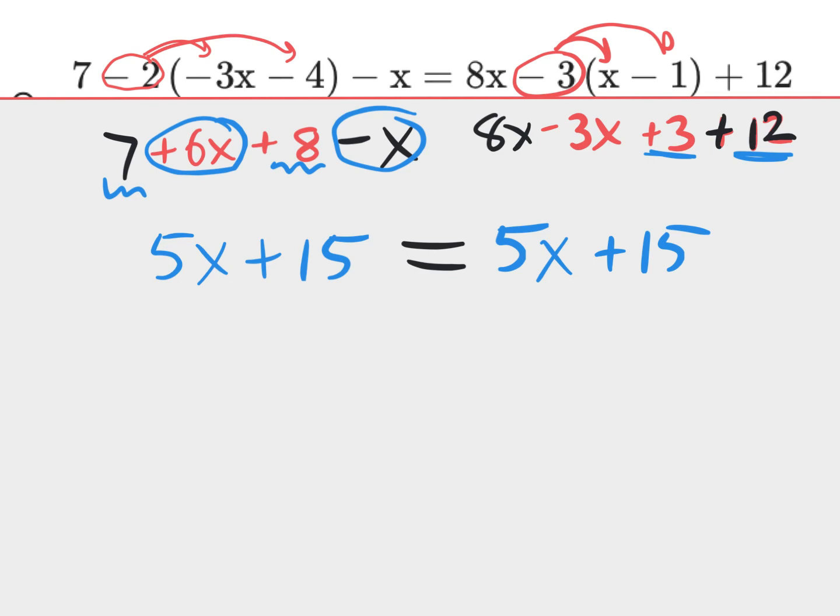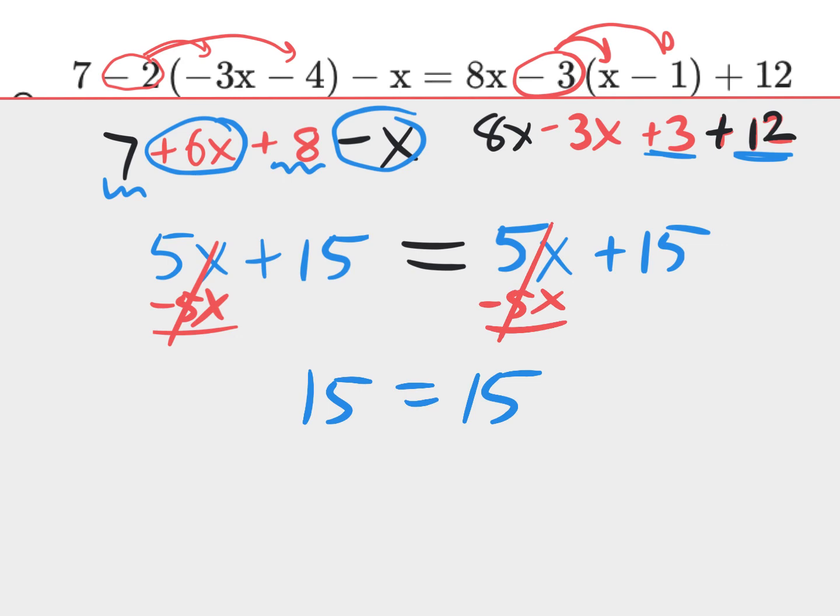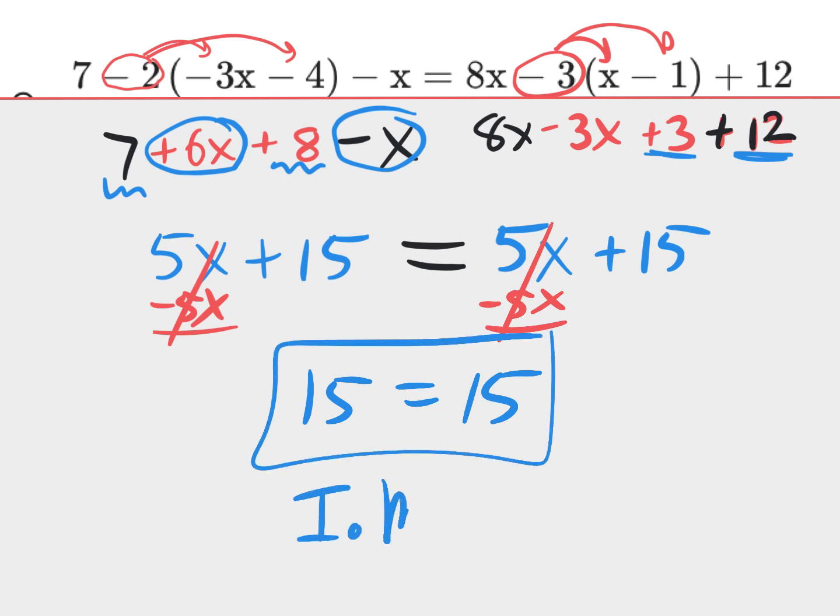Let's say you didn't see that already and you continued to solve, like you're like, I want to get x by itself, and you subtract 5x, and you subtract 5x, which also cancels. You end up with 15 equals 15, which is always true. That's always true. So that's not no solution. That's infinitely many solutions.